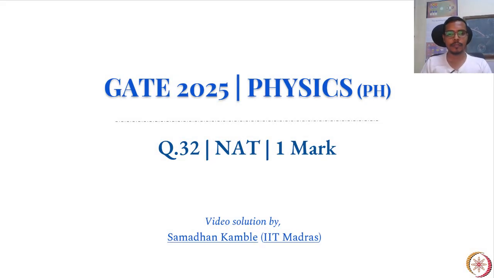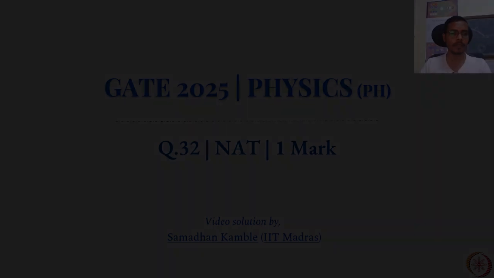Hello again. We are looking at question number 32. This is a 1-mark numerical answer type question from atomic and condensed matter physics. It tests your ability to apply Hund's rules to find the ground state of a magnetic ion. The answer here is a specific integer, and arriving there requires careful counting of quantum numbers.